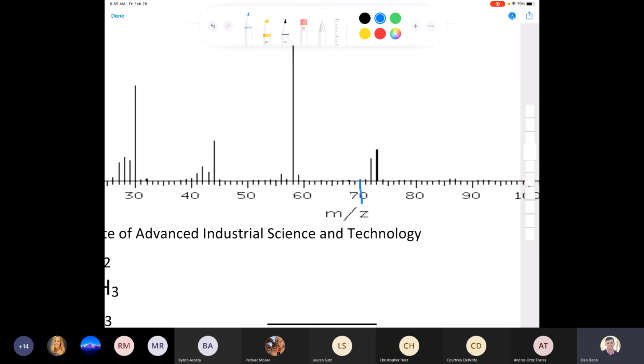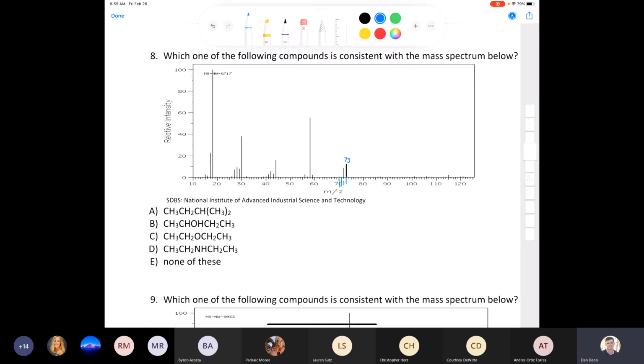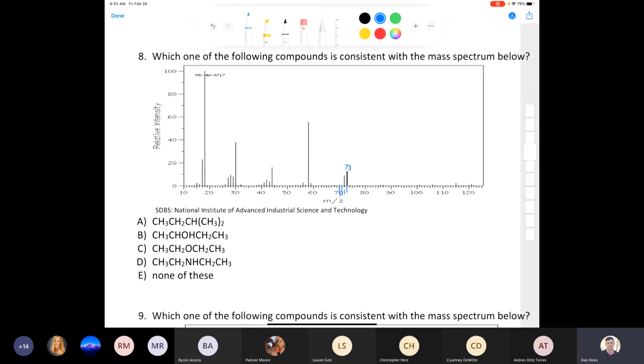So it goes 70, 71, 72. This here is 73. Okay, so with that in mind, I'll go back out here and I'll get my students to see if they can identify which one of these would be the best answer for number 8.